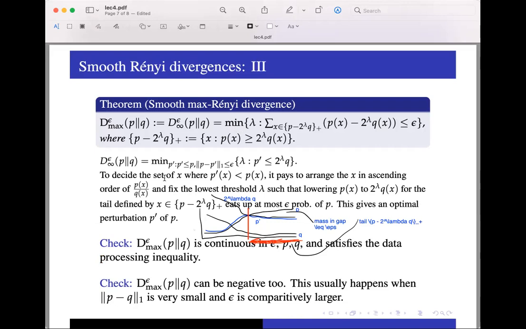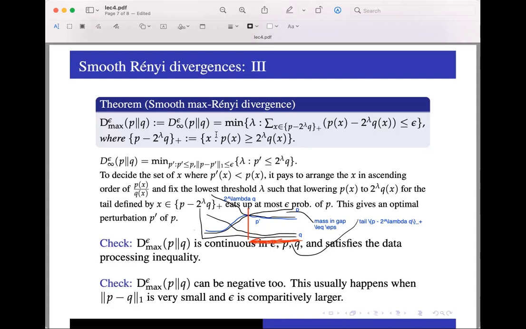Just from the definition, D epsilon infinity is a minimization over all P prime lying in the epsilon ball around P of the largest ratio P prime x by Qx. But you can write that in this fancy fashion, which will become useful notation later on. What is the largest value of P prime x by Qx? It is the minimum value of the threshold lambda such that P prime x by Qx is less than or equal to 2 to the lambda for all x. That is what is written out in terms of this vector inequality.